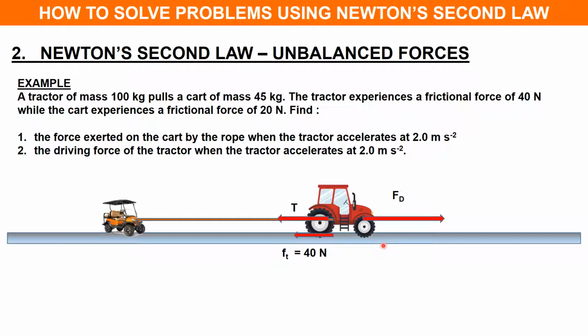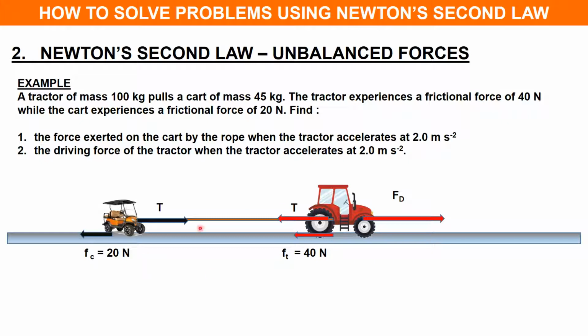Let's go on to the cart. Now, for the cart, we have got the tension. This is the tension, which is the force exerted on the cart by the rope. And we have also got the frictional force acting on the cart. So the frictional force, as mentioned in the question, is 20 newtons.